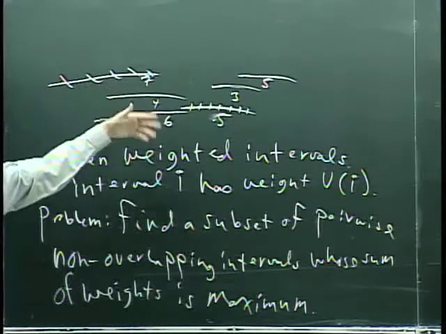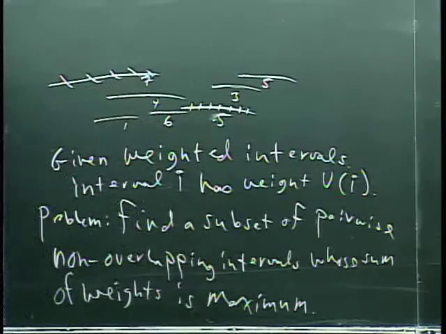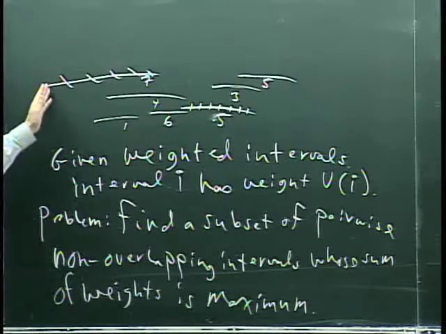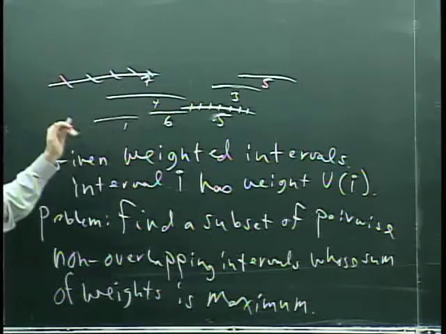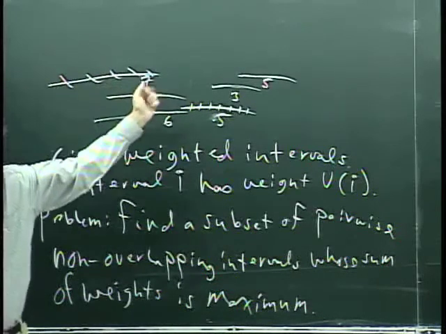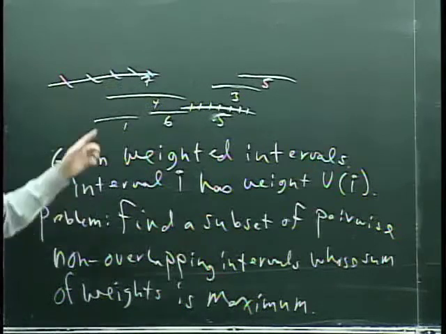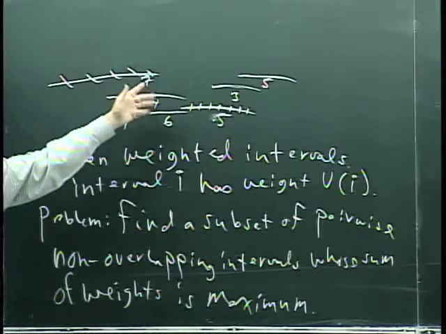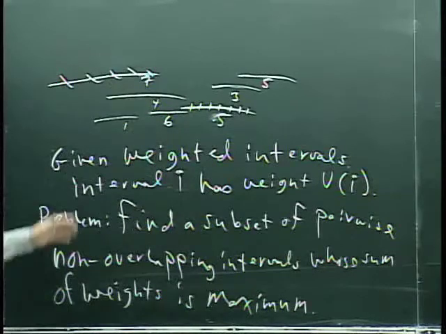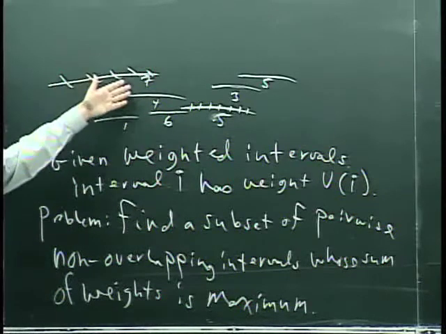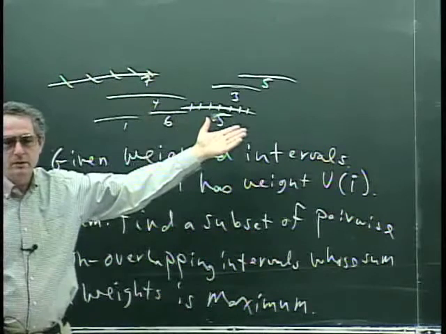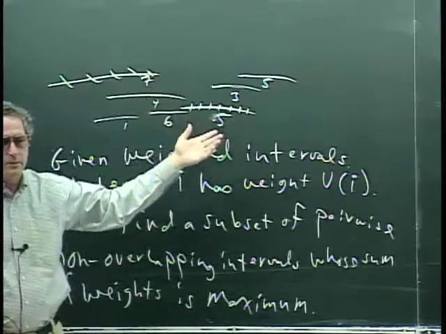You can make up all kinds of stories about what this problem is modeling in some real-world situations. These are jobs that are available to you. They have a starting point and a finishing point. And you can't do more than one at a time. And the number here is how much you get paid, or the value for doing that job. And so you want to maximize what you earn. That's the origin of this problem.